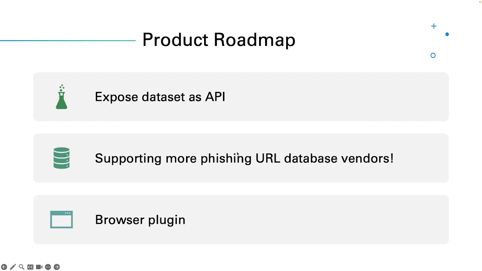What we plan to do in the future as a product roadmap, we plan to expose the whole data set as a REST API for third-party developers to code mobile apps and services using our API. We plan to support more phishing URL vendors like OpenPhish, etc. And we plan to create a Chrome browser extension for all this.